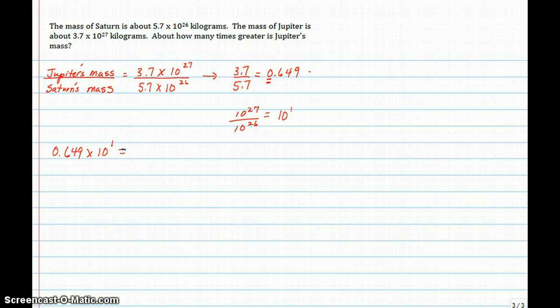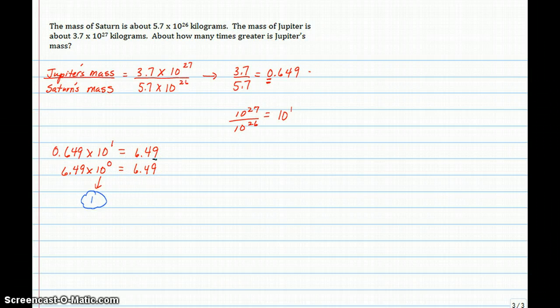Well, that moves the decimal one place, so it would be 6.49. And so then if you write it correctly, it would be 6.49 times 10 to the 0, because you want it to be 6.49. This one's pretty simple, because 10 to the 0 is going to be 1. Anything to the 0 power is 1. So 6.49 times 1 is going to be 6.49.